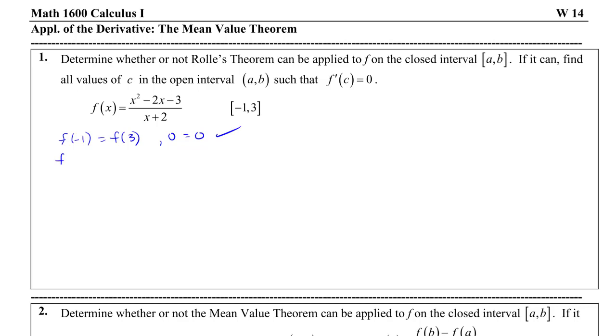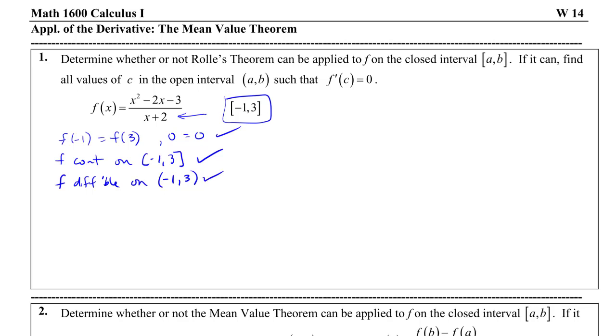All right, is f continuous on [-1, 3]? Well, here we have a rational function, so the only issue would be if there's a place where the denominator is 0. Now the denominator is 0 at -2, but look at our interval. Our interval is -1 to 3, so it's not on that interval, so we are continuous there. And again, is f differentiable on [-1, 3]? Well, it's actually going to be differentiable wherever it's defined, because it's a rational function.